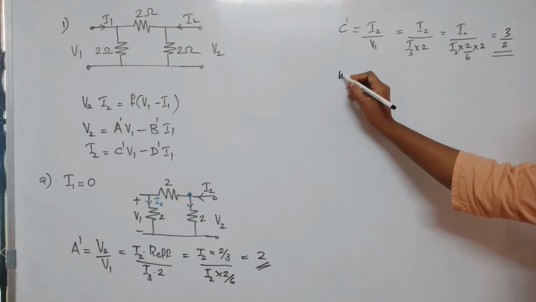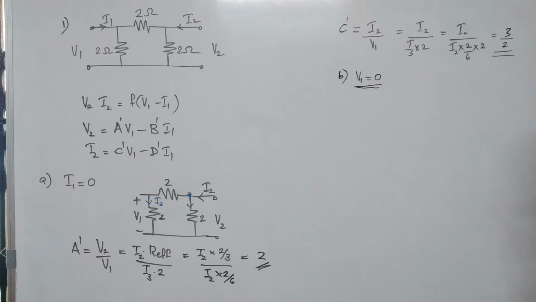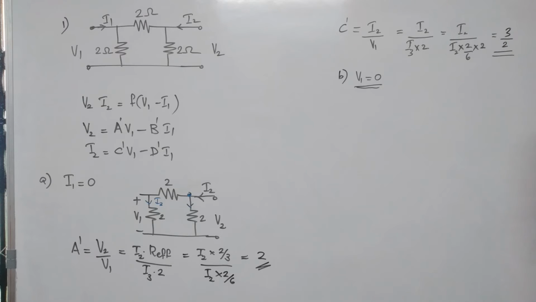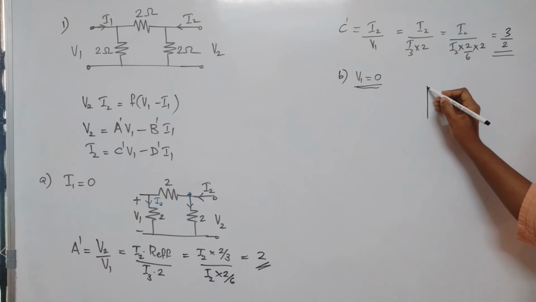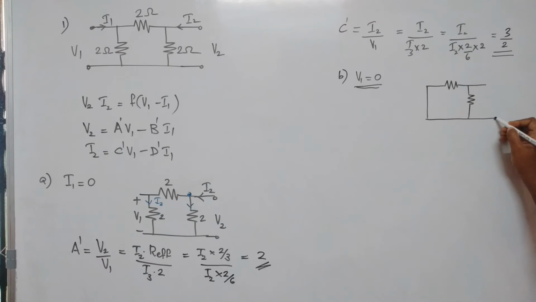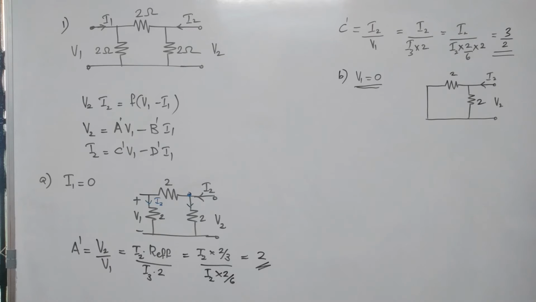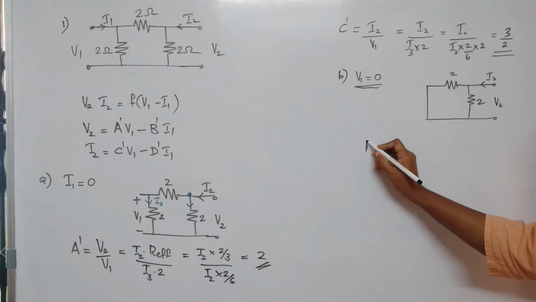Now we draw the second condition, which is we have to keep V1 equal to 0. V1 equal to 0 means we have to short circuit the input port. When we short circuit the input port, that 2 ohm can be neglected. So the circuit will be just this. This is V2 resulting in a current I2. This is 2, this is 2. Okay.